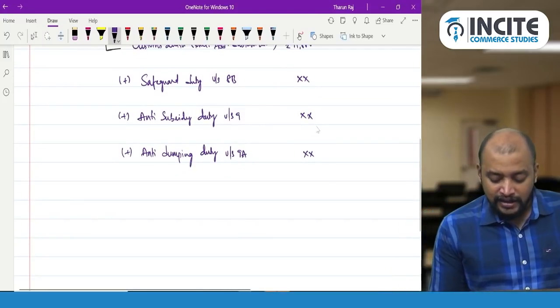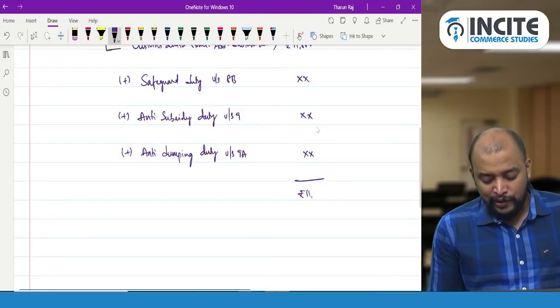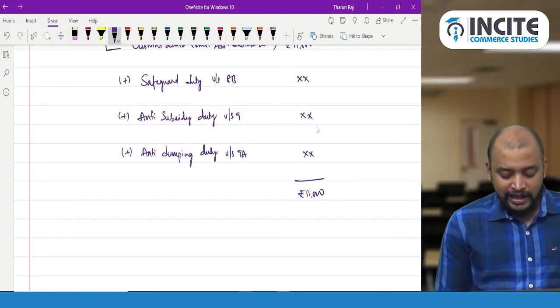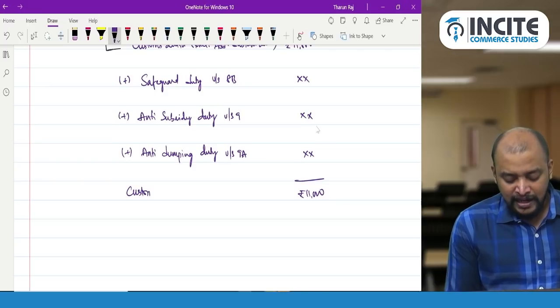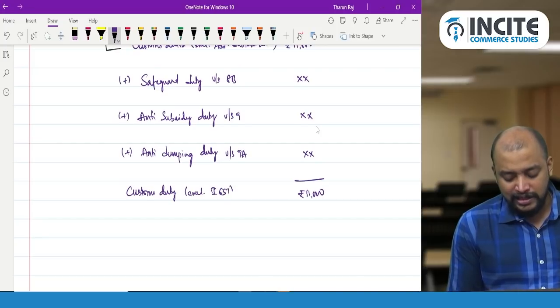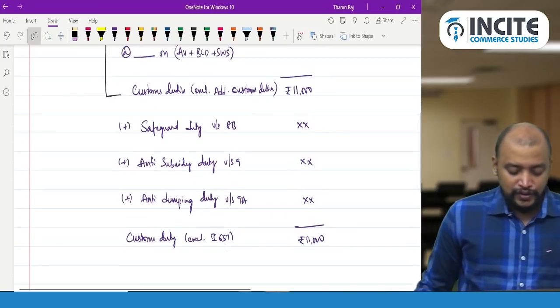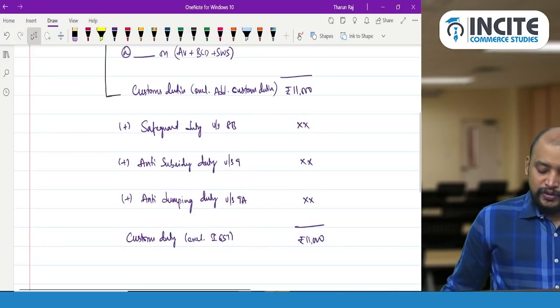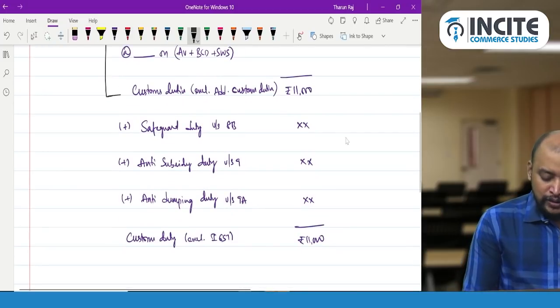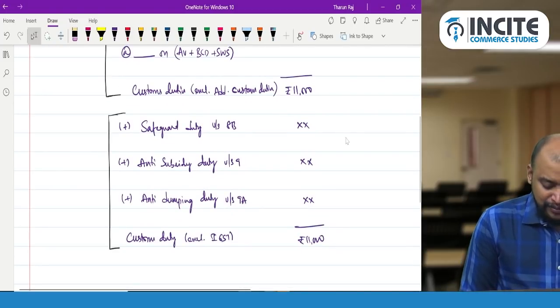And if you add this, that will be known as customs duty excluding IGST. Okay. So 11,000 plus these. This will be block 2. So in this block 2, we are taking additional customs duties.